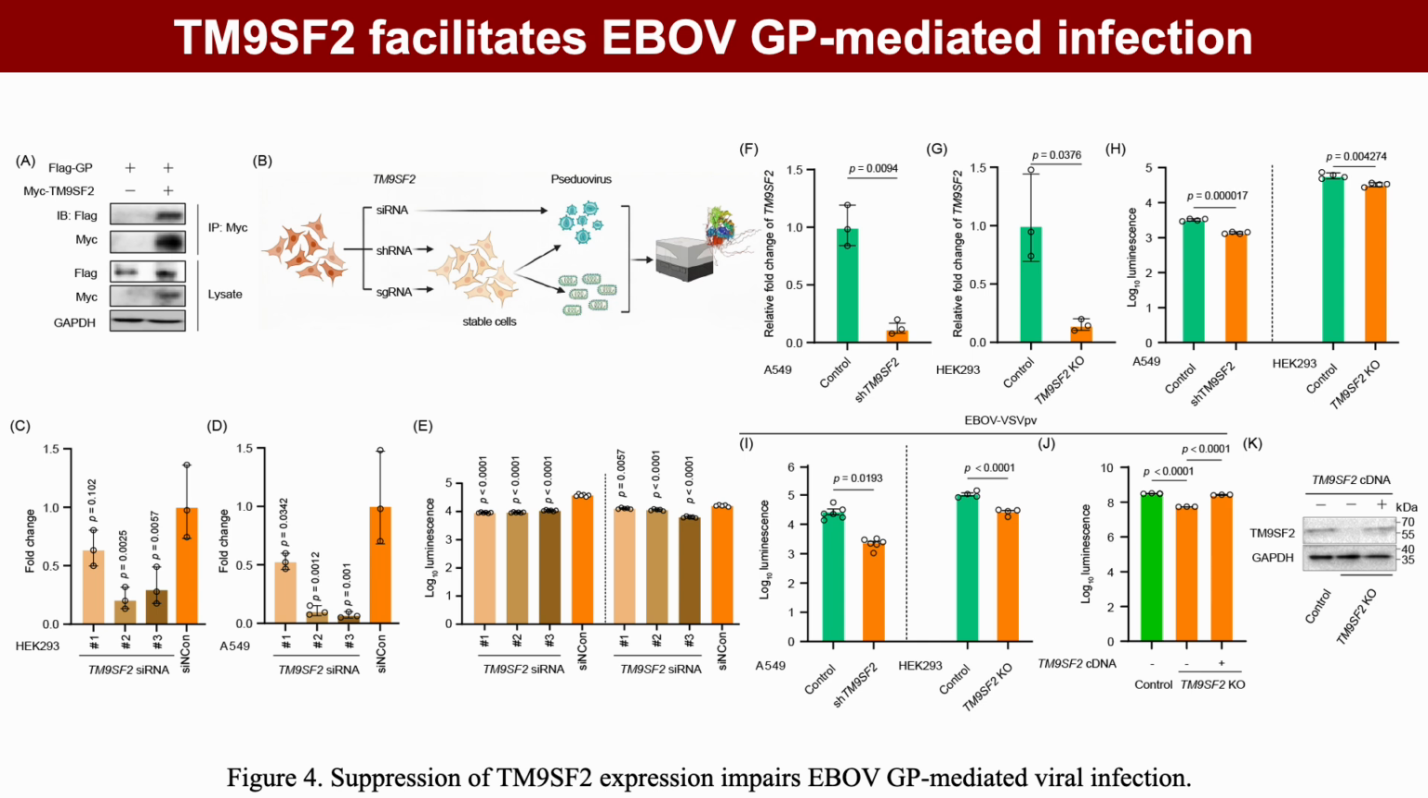Loss of TM9SF2 significantly impaired EBOV pseudovirus infection, and re-expression of TM9SF2 in knockout cells restored susceptibility to pseudovirus infection. These findings established TM9SF2 as an essential host cofactor for viral entry mediated by EBOV glycoproteins.